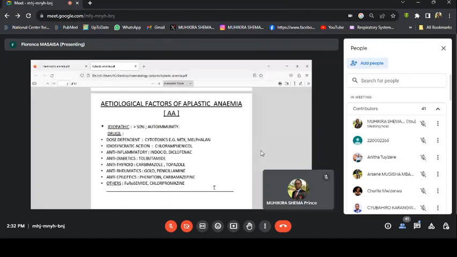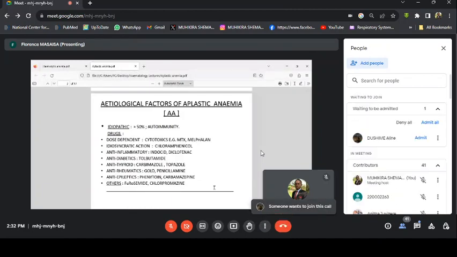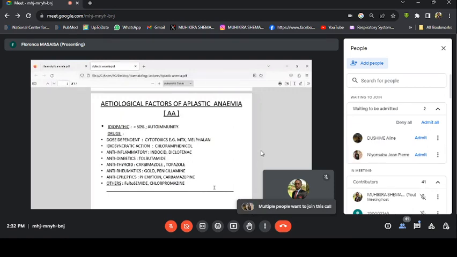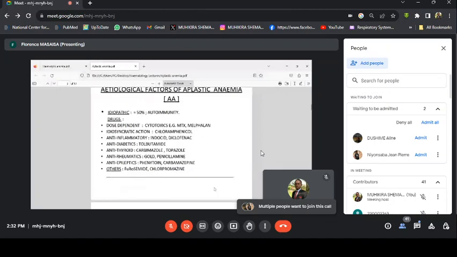For diabetes, penicillamine. So this is the list of all medication. Meaning that's why, again, taking the history and asking about the medication the patient is taking is really very crucial when you're seeing a patient with aplastic anemia.